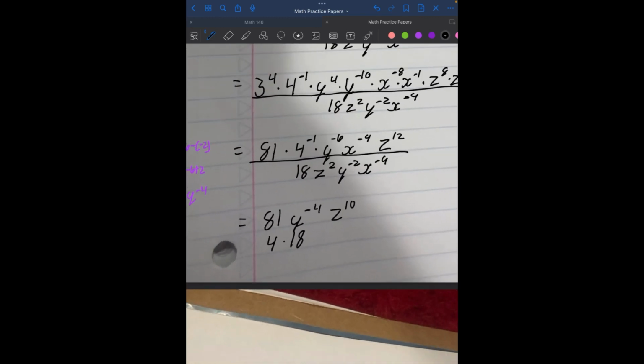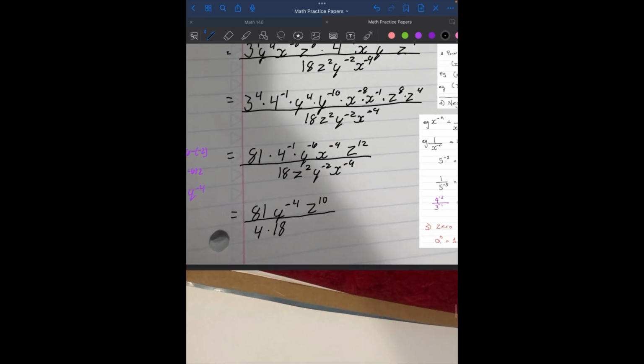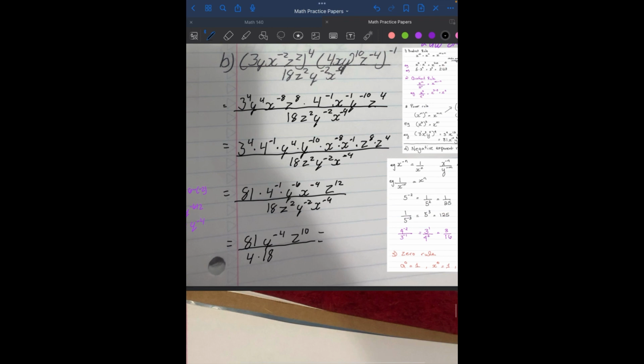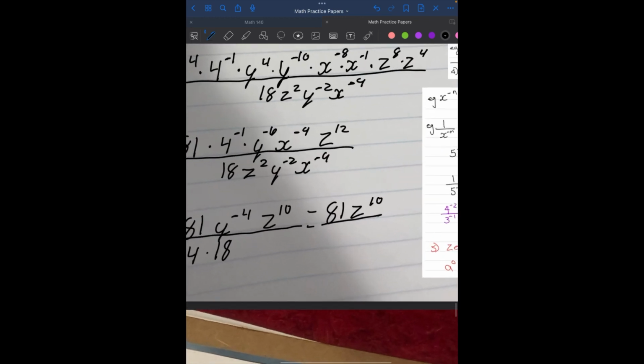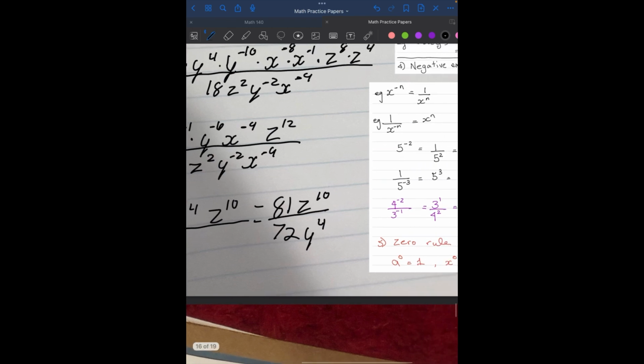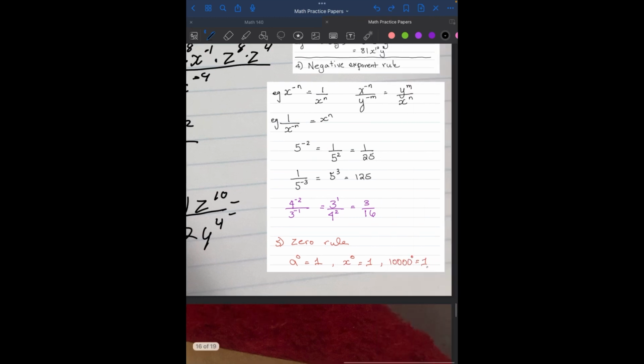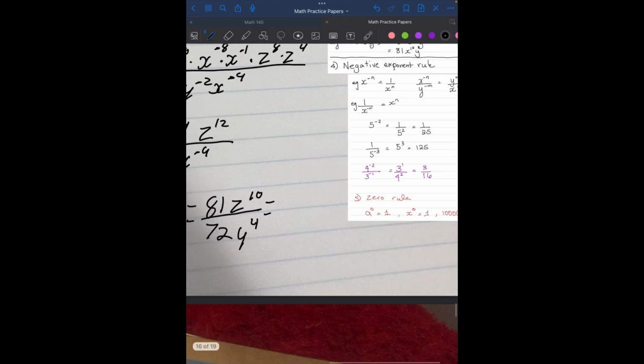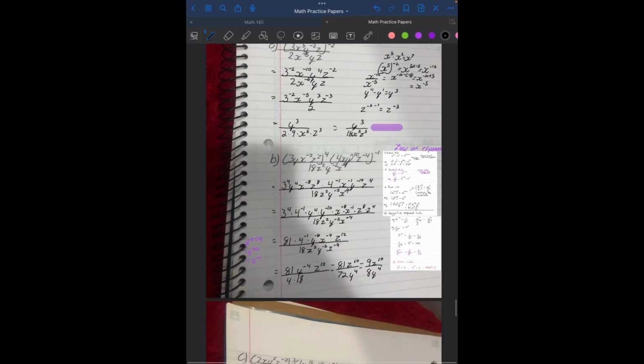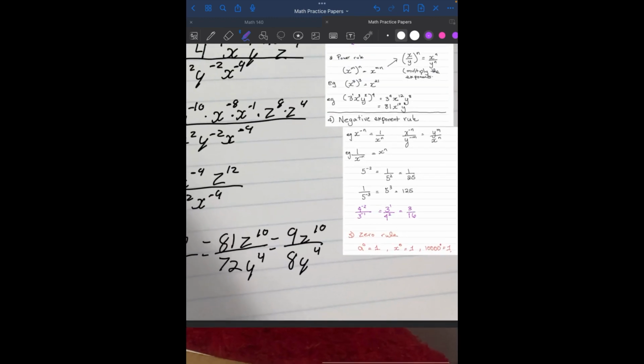Now we can simplify this. This is equal to 81 z to the power 10 over 4 times 18, which is 72 y to the power 4. And 9 could go into both of them, so 81 divided by 9 is 9. That's 9 z to the power 10. 72 divided by 9 is 8 y to the power 4. So this is our final answer.